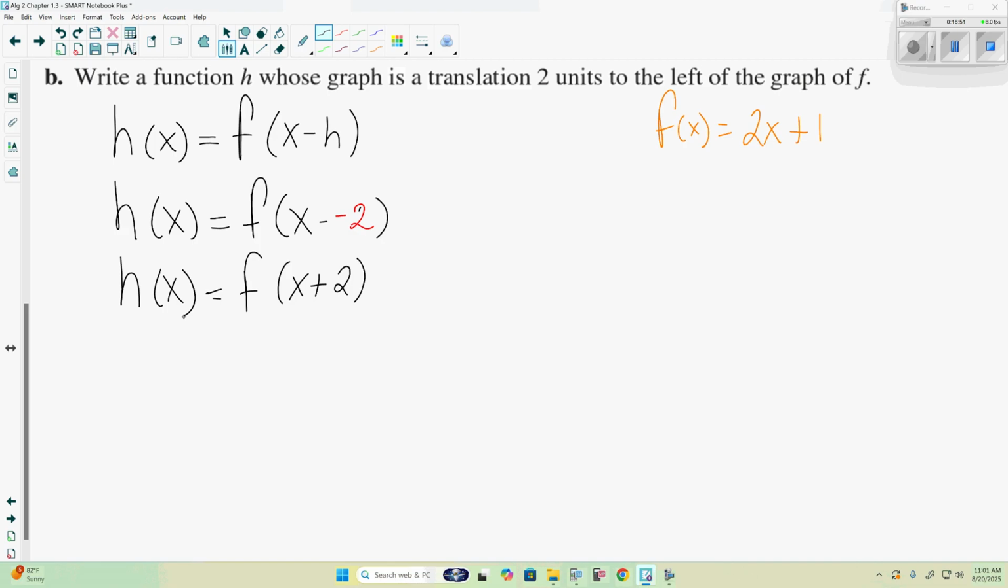Questions on this here? Questions on anything we've done so far? Because 2 units to the left, yes. So left would be negative 2. So now negative, negative, because we have x minus negative 2. We don't leave it as minus negative, because 2 negatives make a positive, so it is x plus 2. X minus negative 2 is the same as x plus 2. Does that make sense? Questions on anything we've done so far?